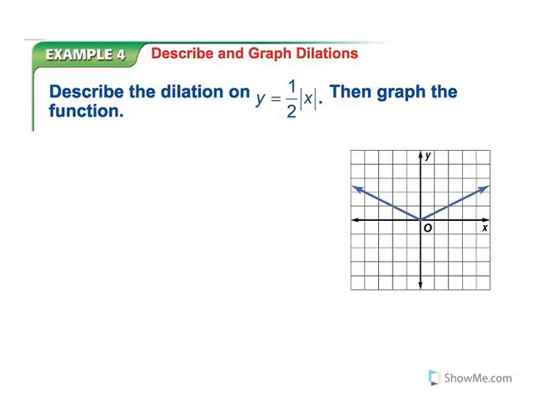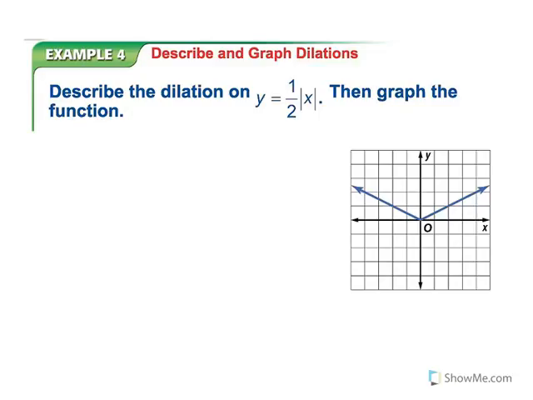Example 4. Describe the dilation on 1/2 absolute value of x, then graph the function. So again, what you want to do is actually graph your parent function first. Here we don't have our original graph, so you can plug it into your calculator and look at your table if you want. And I'm going to go ahead and graph our original graph, and you should have this memorized.